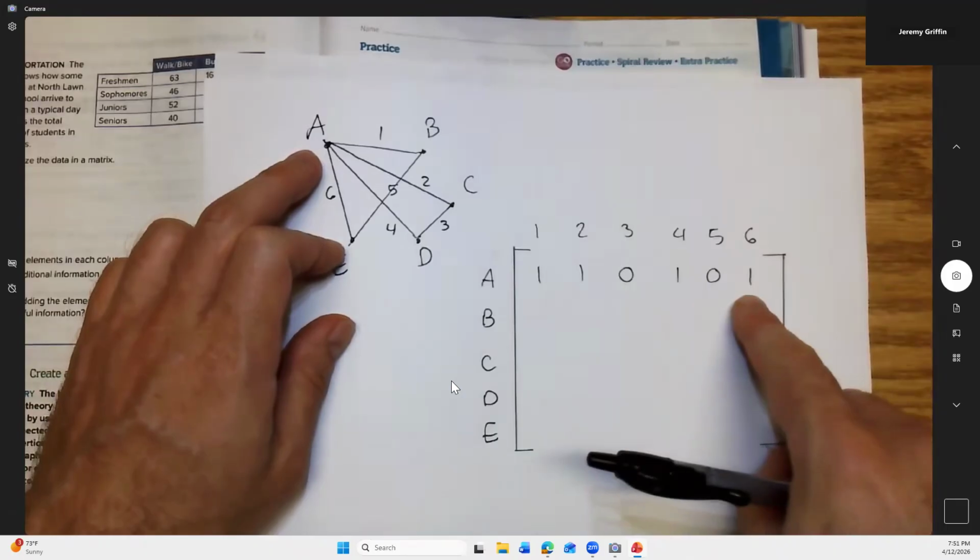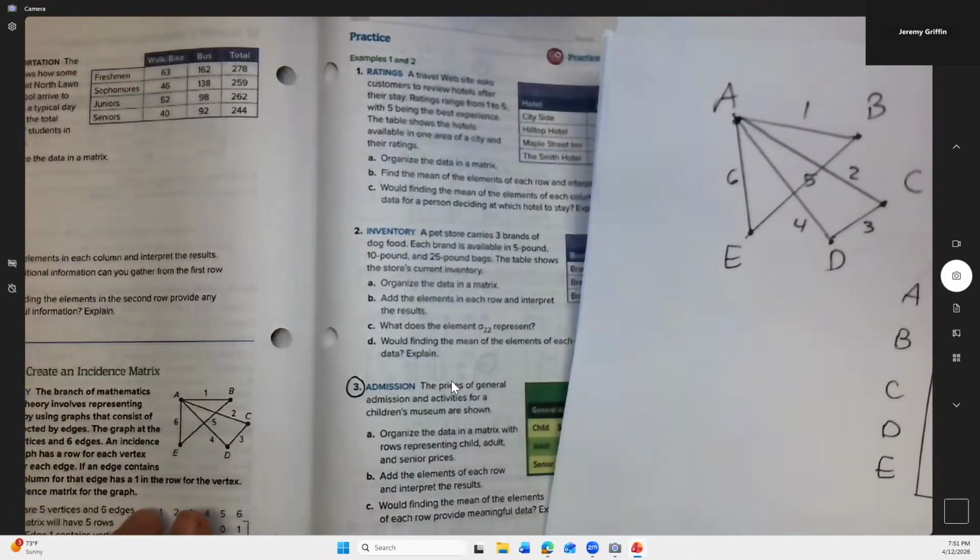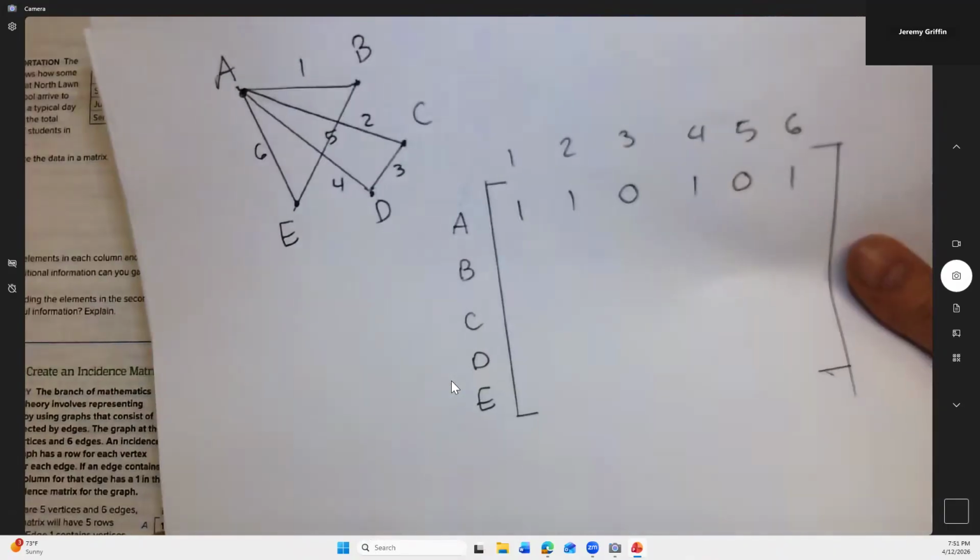Now that's just one row, right? That's just for A. Now is that what they got for A? You can see this right here. They got 1, 1, 0, 1, 0, 1. Yeah, okay, got the same thing I did.